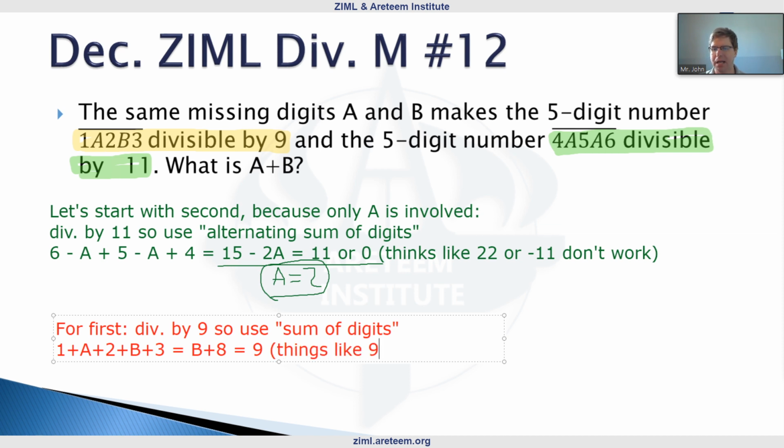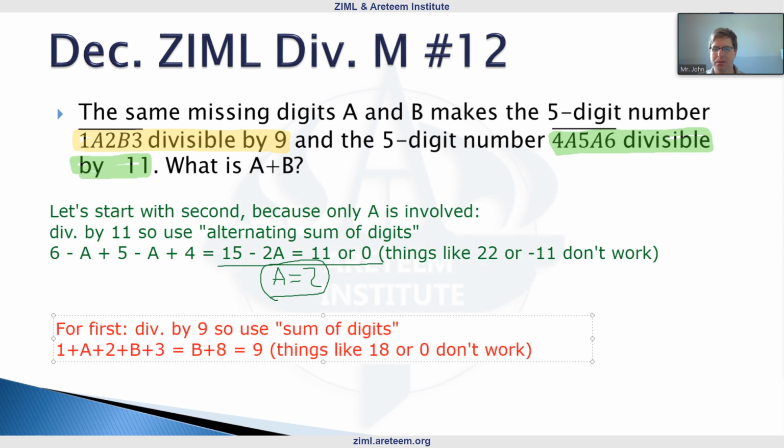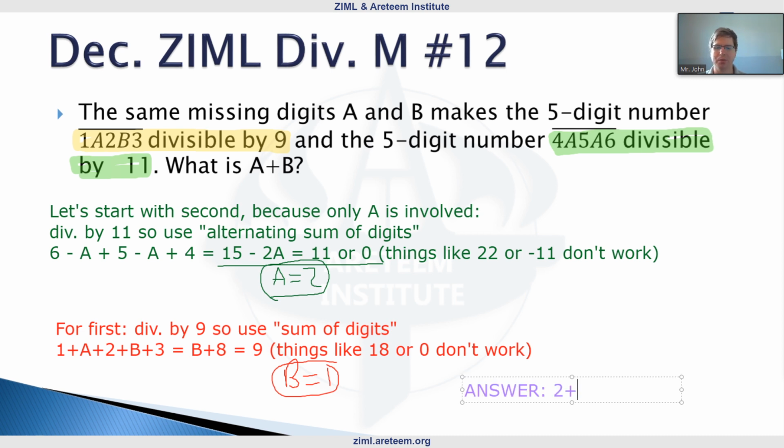Things like 18 or 0 don't work. And so this allows us to figure out our answer. This tells us that B is equal to 1. A lot of people were mentioning the final answer, which is good as well. The answer is 2 plus 1, which is 3. That's great there as well.